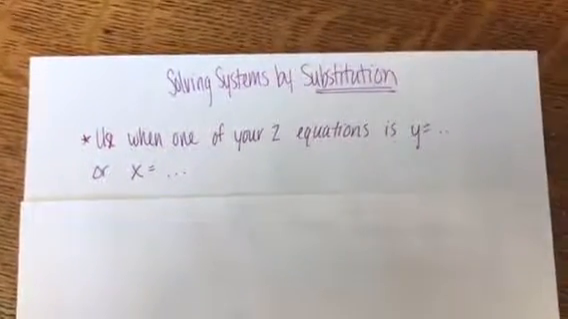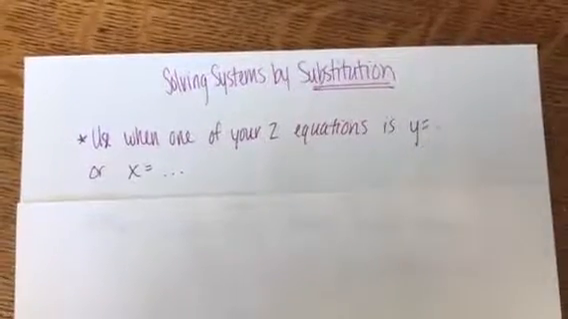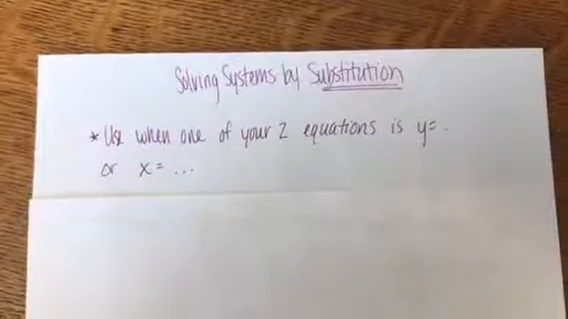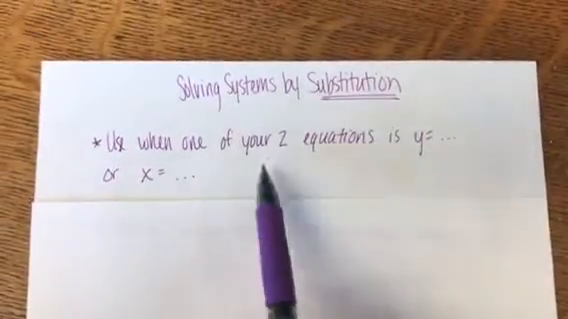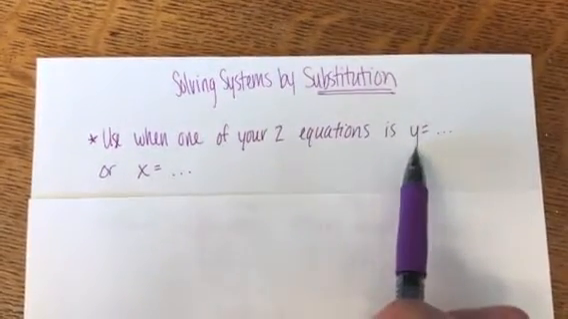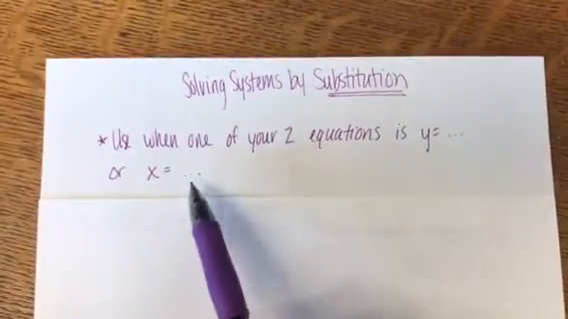Hi guys, seems like you are ready for the next step in solving systems, which would be solving systems by substitution. That's the third and final method. And when you would use substitution is when one of the two equations that you're looking at is written so that y equals something or x equals something.